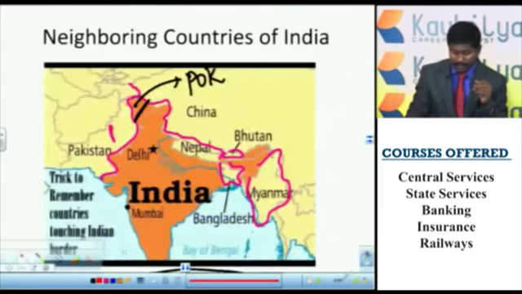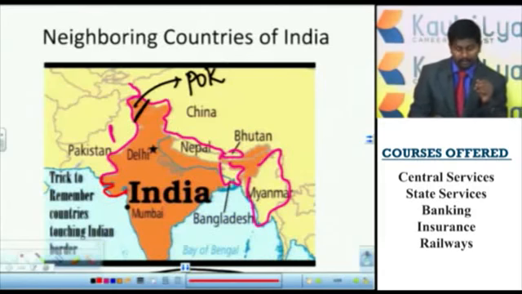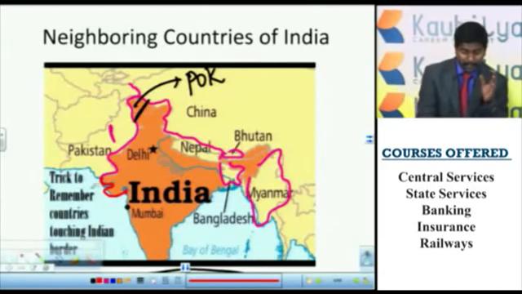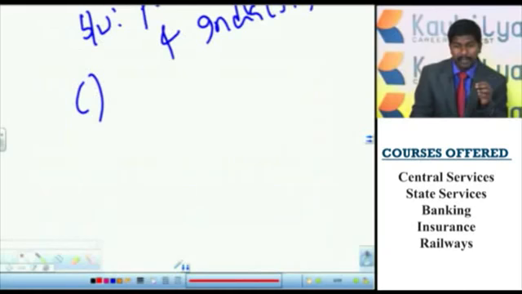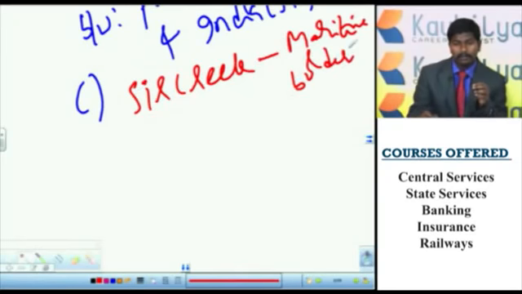Maritime border means, in the waters of the Arabian Sea we also have a border of India with Pakistan. This maritime border between India and Pakistan is said to be Sar Creek. Of course, it is a disputed region between India and Pakistan, but we consider this Sar Creek line as the maritime border. So these are the three important border lines between India and Pakistan.